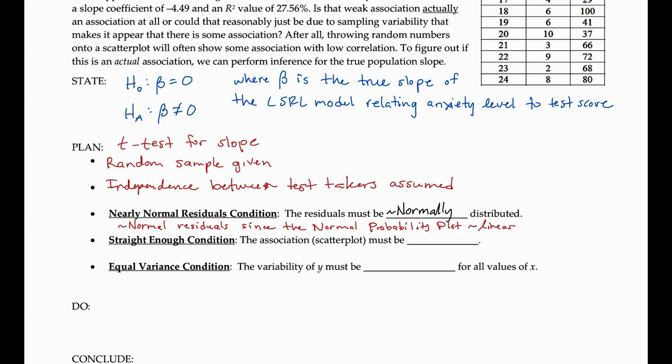The next condition is the straight enough condition. Sounds very casual. That's where we're going to check that the association must be, as it says, straight enough, or approximately linear. You can do this by looking at just the scatter plot while graphing your linear regression line with it. But I prefer, because in other words this is asking whether a linear model is appropriate, to go to the residual plot. So let's head back over to the calculator and look at our residual plot to see what it's showing us.